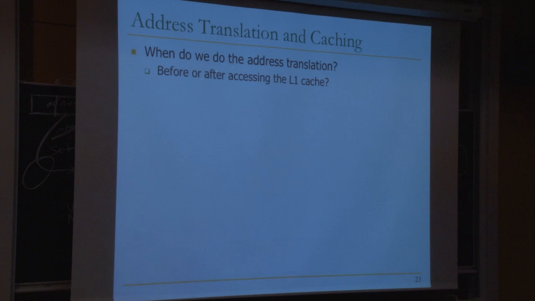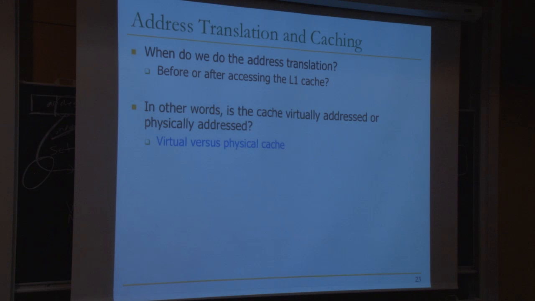OK. When do we do the address translation? Before or after accessing the L1 cache? This decision actually leads to a lot of trade-offs, a lot of issues that you need to handle. You could use a virtual address to access the cache, or you could use a physical address, or you could use a hybrid somehow. And you can have a virtual cache versus physical cache. Let's take a look at a virtually addressed cache first. What are the issues with it?